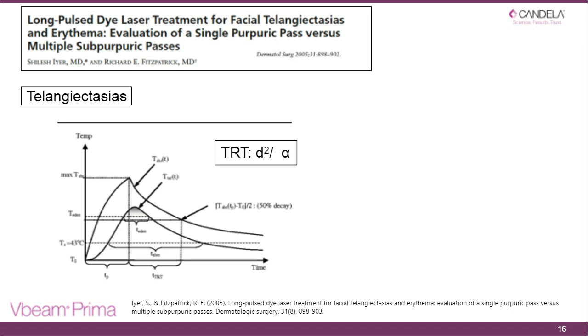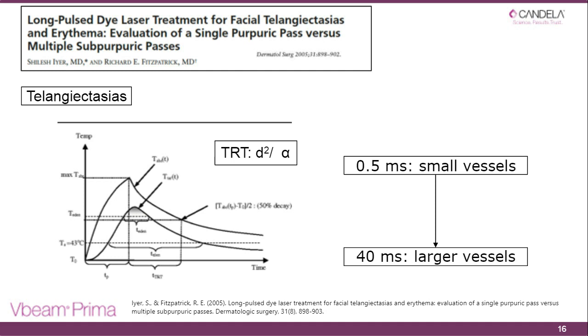So with larger vessels you're going to be able to use a larger pulse duration, whereas with smaller vessels you're going to need to use a shorter pulse duration. So for example, 0.5 or 1.5 milliseconds is going to be useful to treat small vessels, whereas 30 or 40 milliseconds of pulse duration is going to be more useful when treating larger vessels.